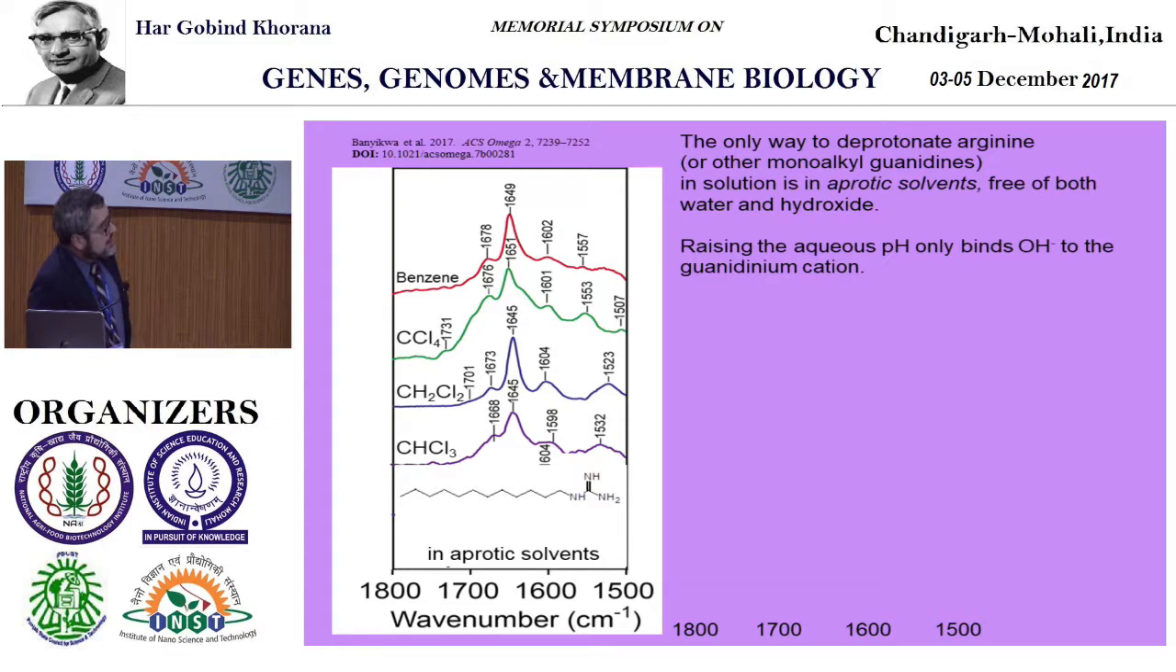So the first thing I'd like to show you is what the infrared spectrum of dodecyl guanidine free base looks like. This is the structure of the dodecyl guanidine in aprotic solvents: benzene, carbon tetrachloride, dichloromethane, and chloroform. The strongest band is a carbon-nitrogen stretch vibration, which is always between about 1645 and 1651 wave number.